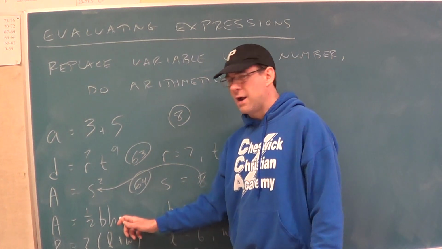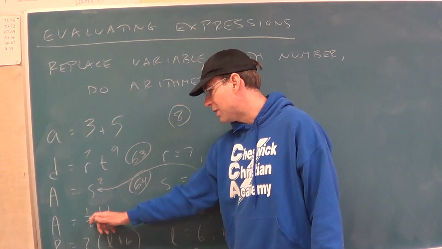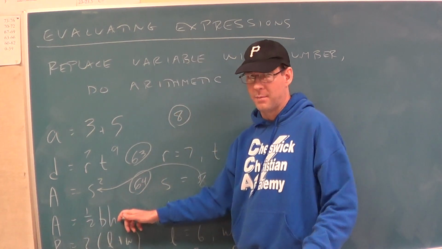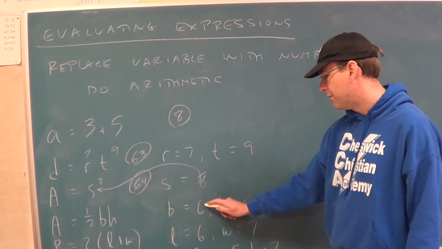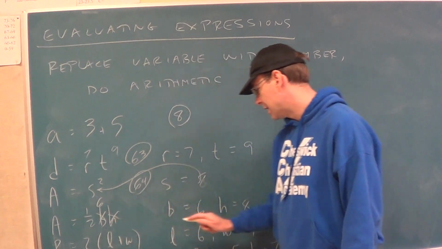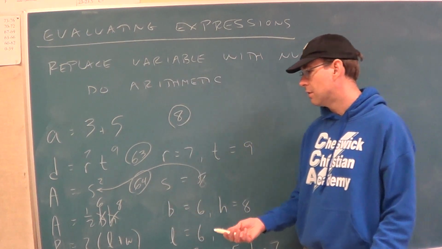This happens to be the area of a triangle formula. You take the base times the height, and then we cut that in half. That gives you the area. Again, it doesn't matter if you remember what these represent. But if I tell you that the B means 6, and I tell you that the H means 8, then you just have to do the math.